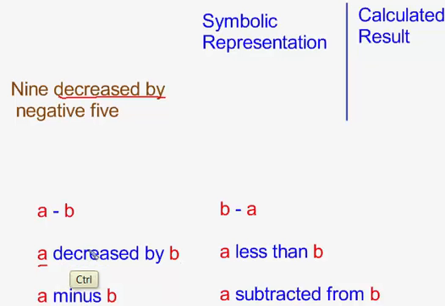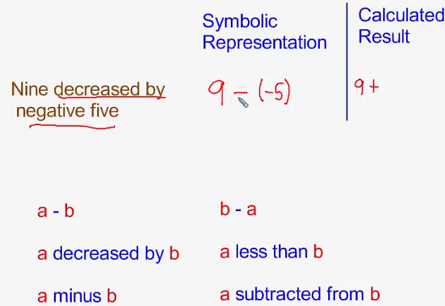So A decreased by B means you have the number A, you're going to decrease it, and you're going to decrease it by this amount. So we have the number 9, and we are to decrease it, so that would be minus. How much are we to decrease the number 9 by? Well, the number -5. So I will put that in parentheses, -5. And one way to calculate this result is to change the subtraction into addition.